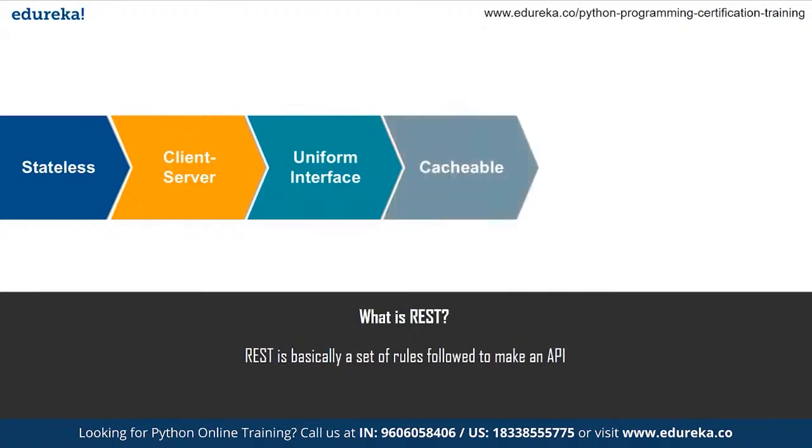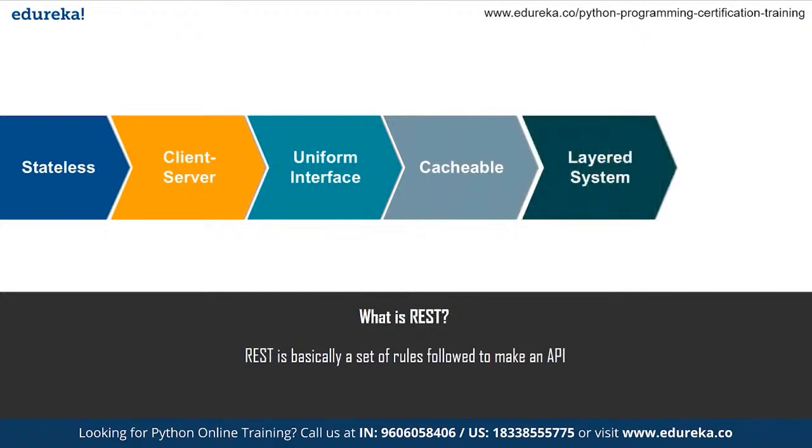Then we have cacheable. So in order to provide better performance, the applications are often made cacheable. And this is done by labeling the response from the server as cacheable or non-cacheable, either implicitly or explicitly. If the response is defined as cacheable, then the client cache can reuse the response data for equivalent responses in the future. Then we have a layered system.